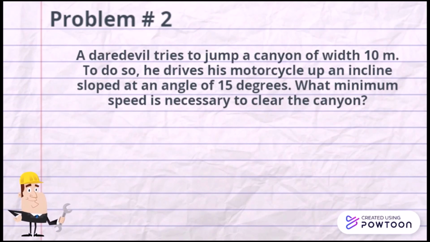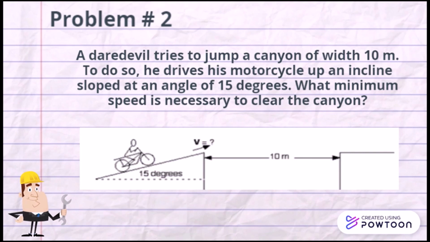Problem number 2. A daredevil tries to jump a canyon with a width of 10 meters. To do so, he drives his motorcycle up an inclined slope at an angle of 15 degrees. What is the minimum speed necessary to clear the canyon? Here is the picture.